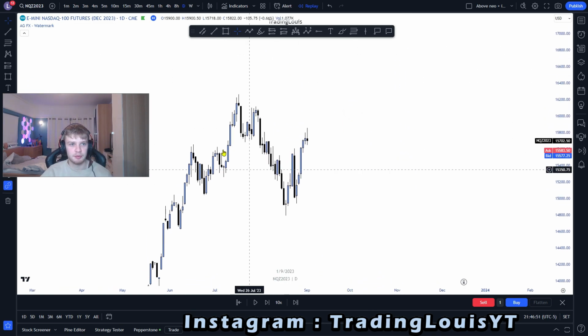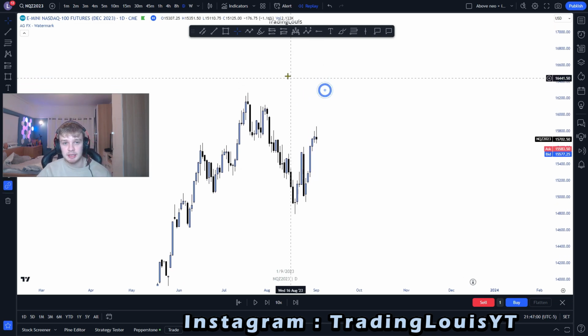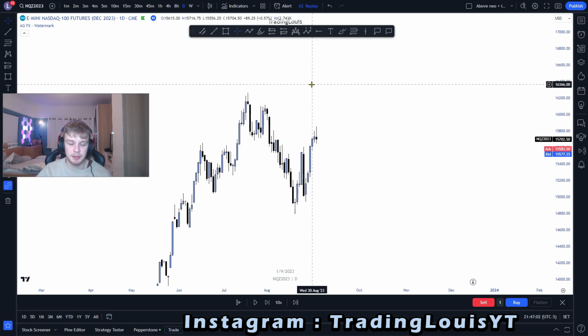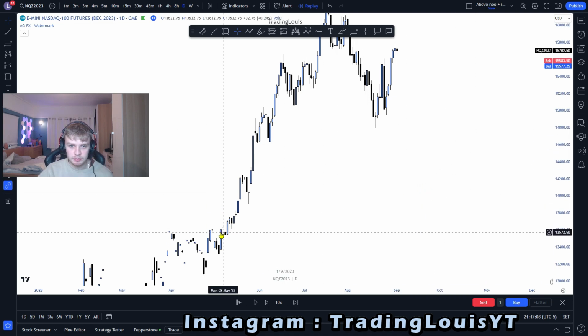So let's say right now we are looking at the Nasdaq on the daily time frame. If you're looking at this chart, what you want to see is ICT's PD arrays being respected or not respected. That is how I personally find my bias. As you can see right here, we're on a nice bullish trend.